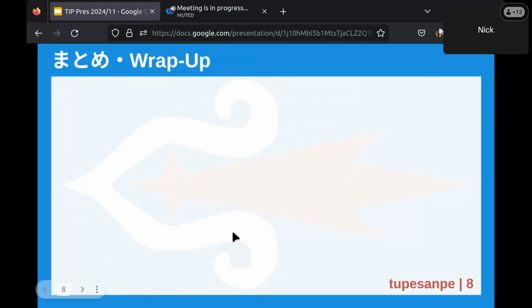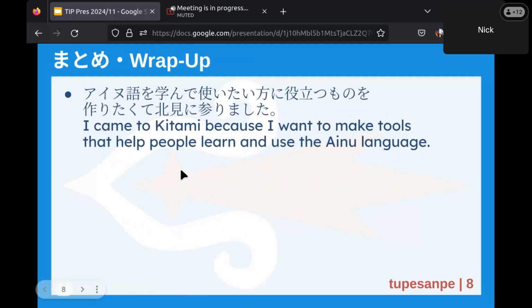Okay, so I want to go over my overall motivation and to wrap up. So I came to Kitami because I wanted to make tools that help people learn and use the Ainu language. Until I came here in October, I was working in industry, in a factory in Nagano. And I didn't come here as a simple next step in my education. I came here with a mission. And that mission is to help people learn and use the Ainu language.